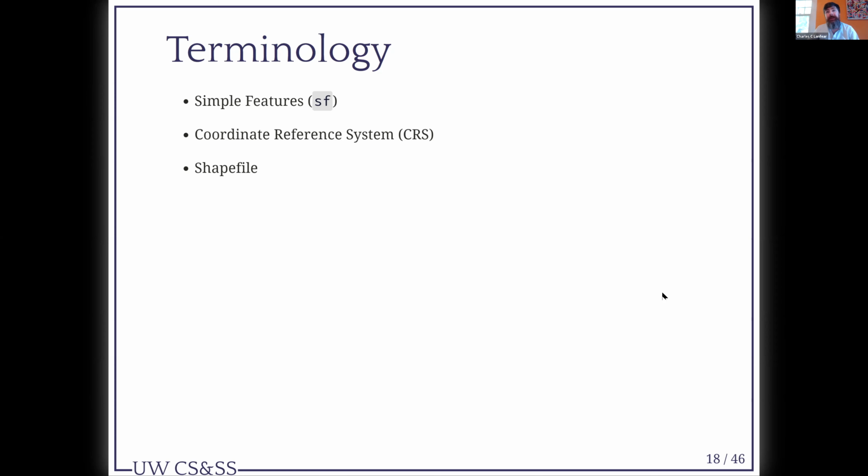Okay, so the main things I need to talk about and explain are simple features. That is the type of geometry data storage method used by the SF package, but also QGIS and ArcGIS. It is an ISO standard for data storage. Then coordinate reference systems, or CRSs, and shapefiles.